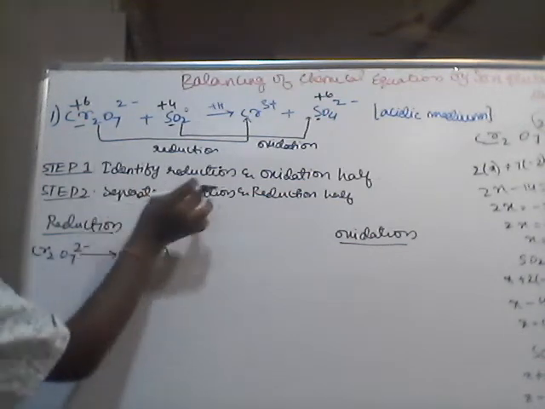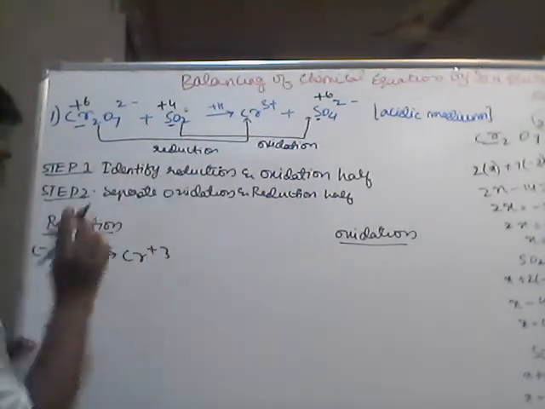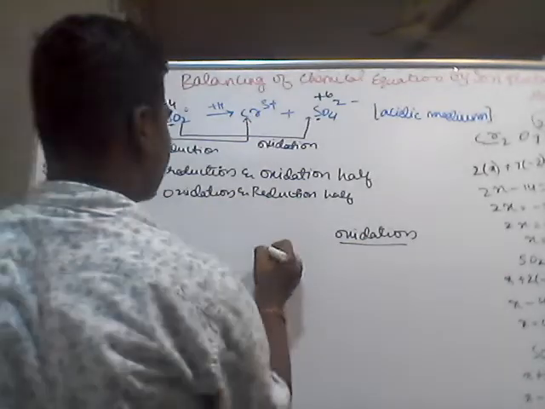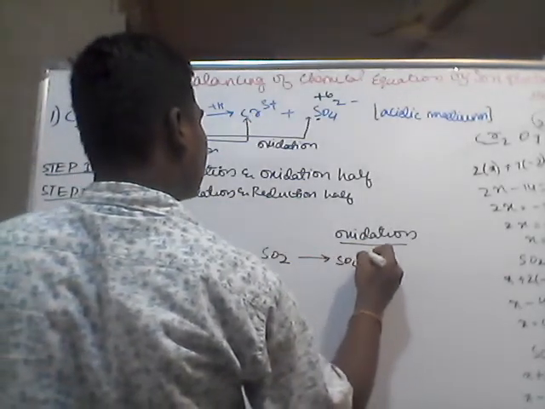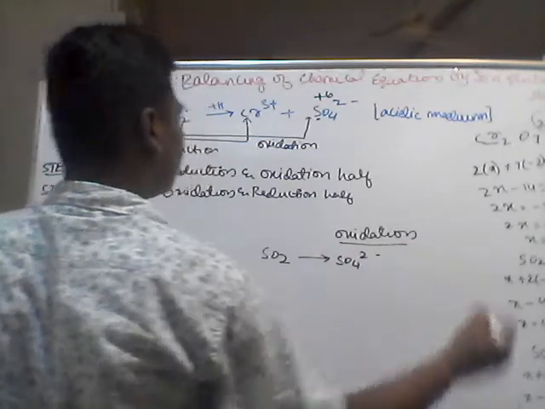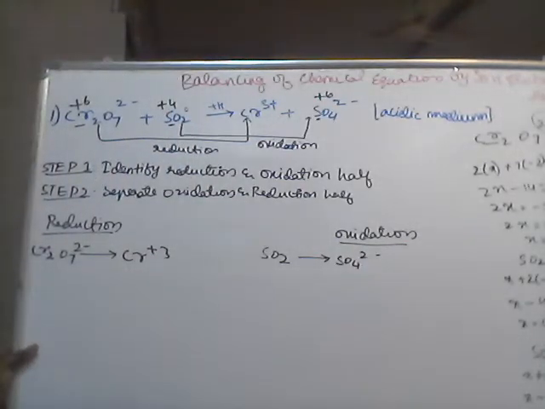Second step is to separate the oxidation and reduction half. Step 3. Here I have already taken the oxidation: SO2 to SO4 2 minus. Okay, done.